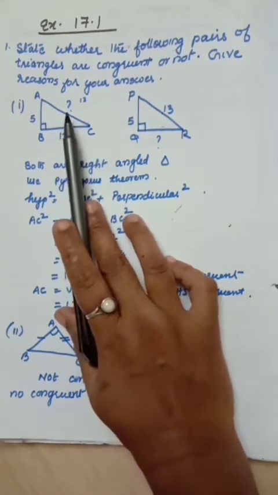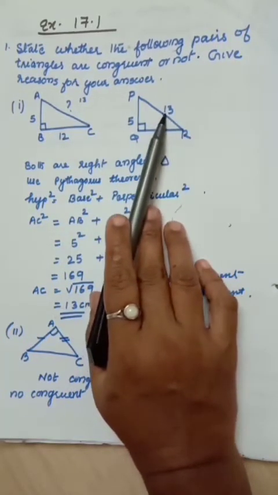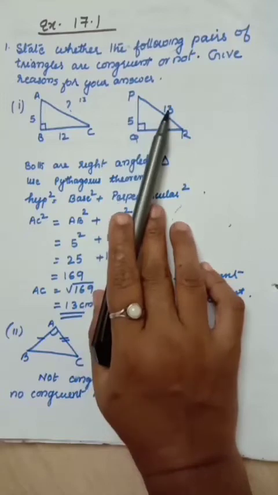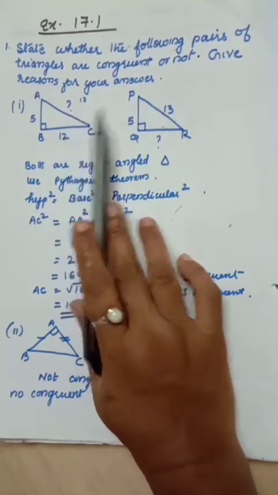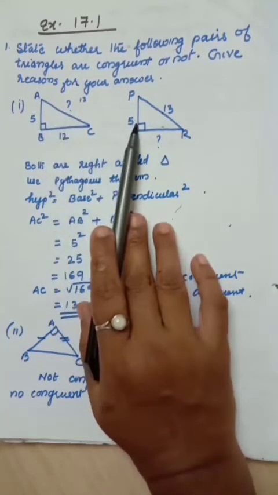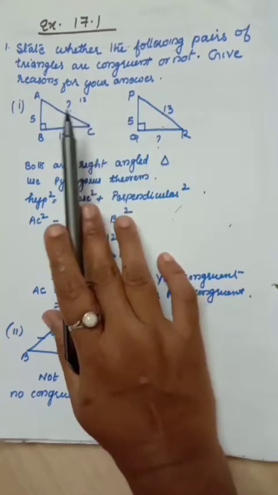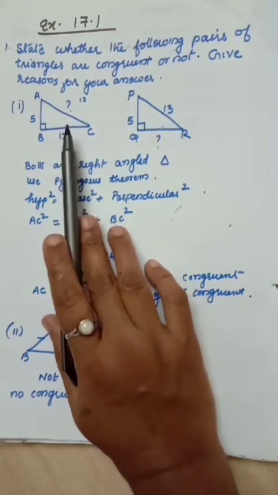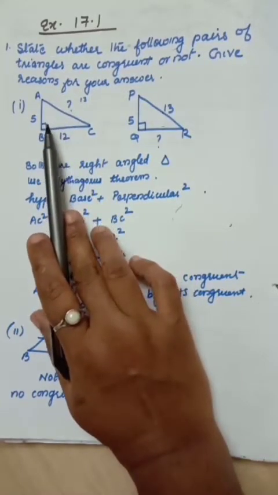Hypotenuse here, we don't know about the hypotenuse. Here the hypotenuse is 13 centimeter. The side opposite the 90 degree is called the hypotenuse. So about this hypotenuse we don't know. One of the sides is 5. Here also 5. Okay, you check it. How many centimeters is the hypotenuse? By the Pythagoras theorem you can find out the hypotenuse of a right-angled triangle.